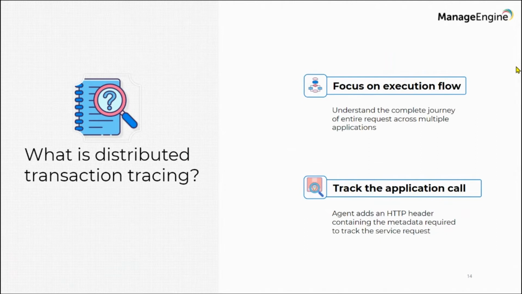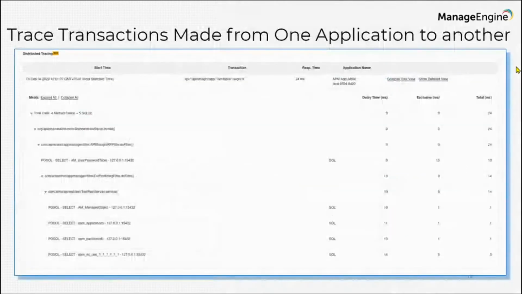However, deploying an APM solution like Application Manager can help you get this data out of the box in the GUI itself without much manual effort. That sounds interesting, so let's see how we can get started with that. This is how it looks. You can trace the transaction made from one application to another.